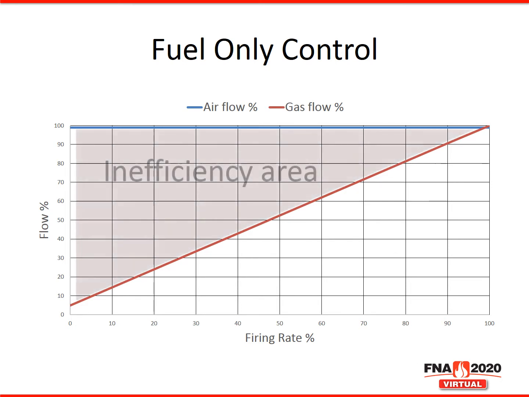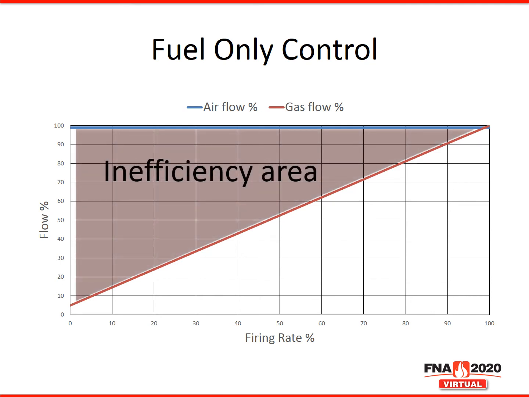The bigger the area between the blue air curve and the red fuel curve, the more inefficient the control scheme is. Coming up later, we'll see an efficient system which will have the air curve nearly on top of the fuel curve.